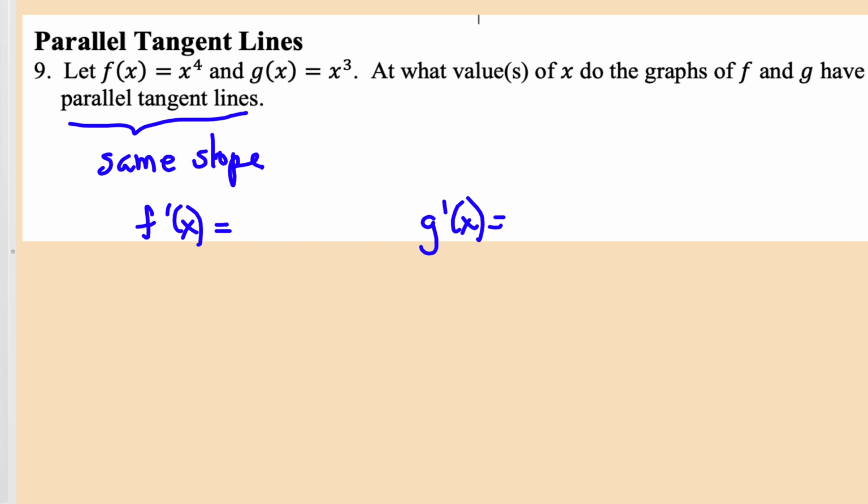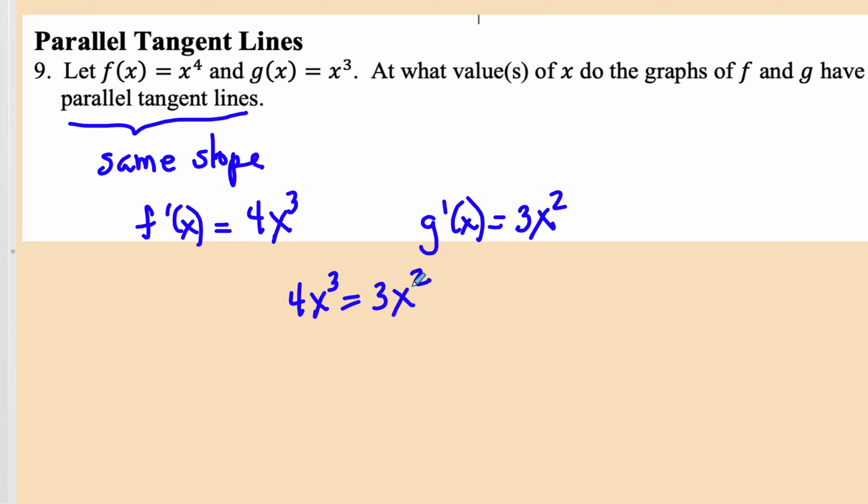Parallel tangent lines. So these two functions, we want to know at what values of x do the graphs of f and g have parallel tangent lines. Well, parallel lines have the same slope. So let's figure out the slope for f of x. That'll be 4x to the 3rd. And g of x, that'll be 3x squared. And they're the same when we set them equal to each other.